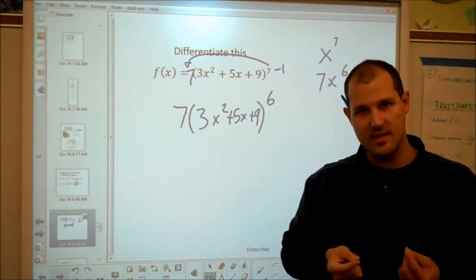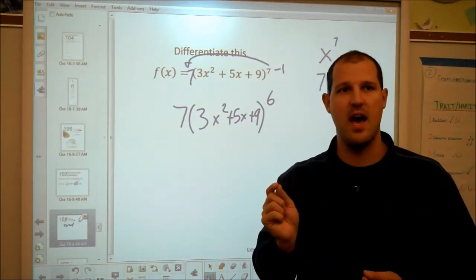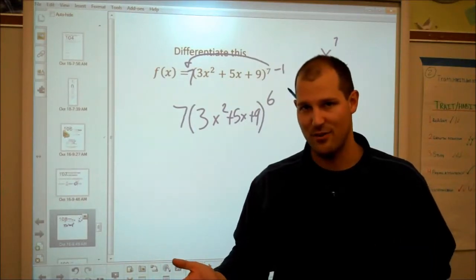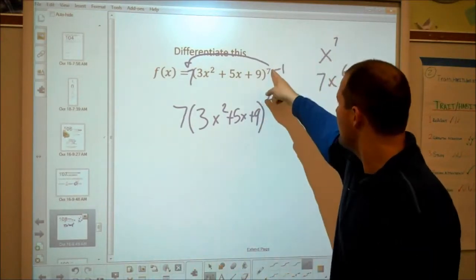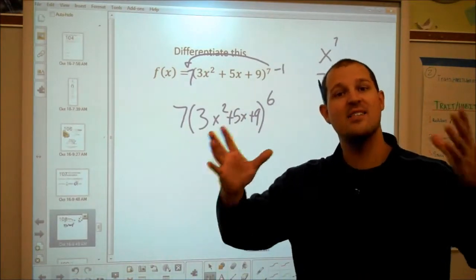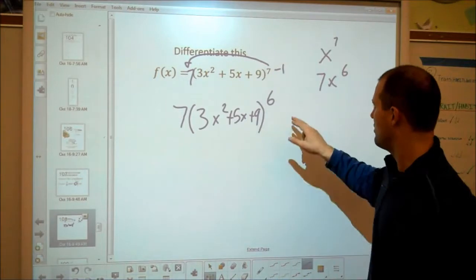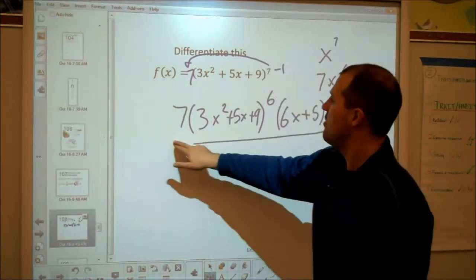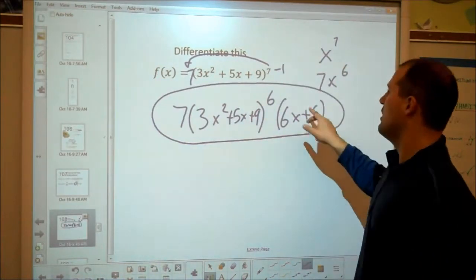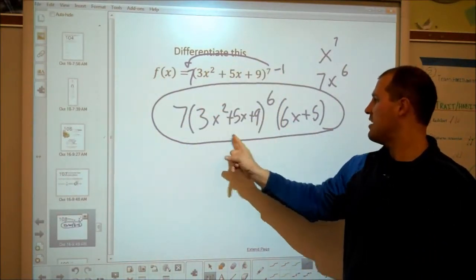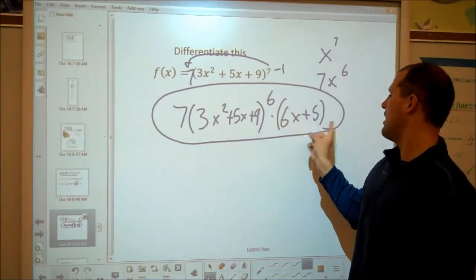Once we've done one step in the chain rule, we pause and we ask, have I taken a derivative of everything in this function? No. We dealt with the 7. We have not taken a derivative of this yet. So we're going to do that now. That is the inner function. So the derivative of the inner function, 6x plus 5. They're multiplied together. That's all the chain rule is saying to do. Start with the outside function, do that first. Leave the guts the same. Then take the derivative of the guts, and they get multiplied together.